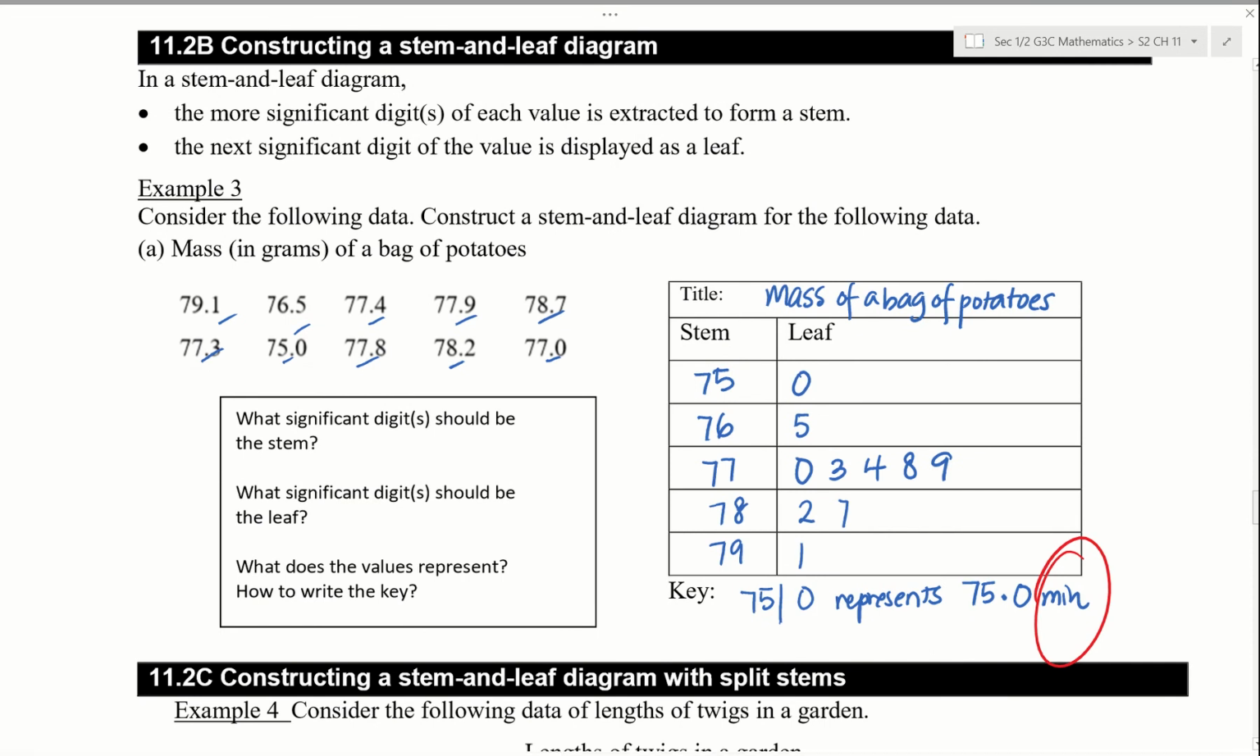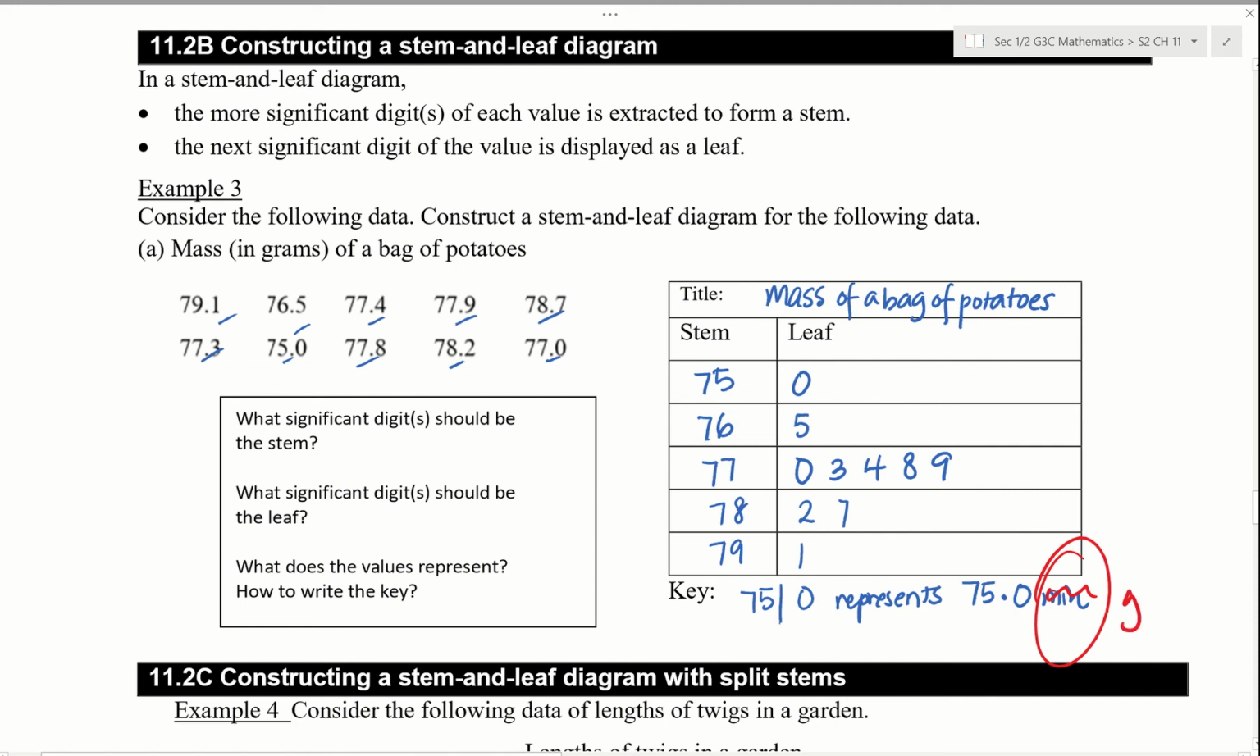Okay, next. So construction of a stem and leaf diagram. Jermaine yesterday pointed out that there's an error over here. So as you check your work, just change this unit to, is this in grams? In grams, okay, so 75.0 grams.